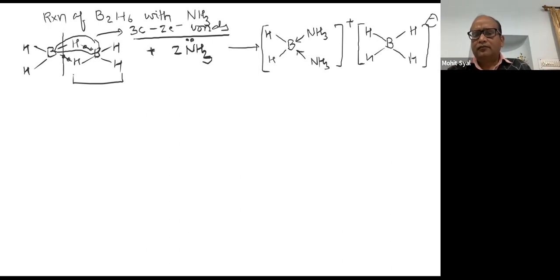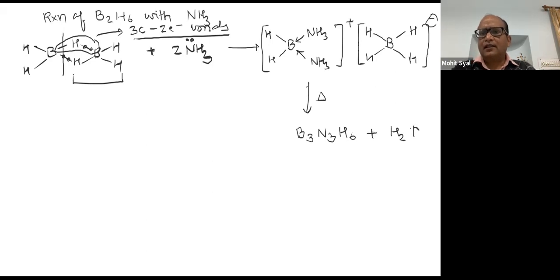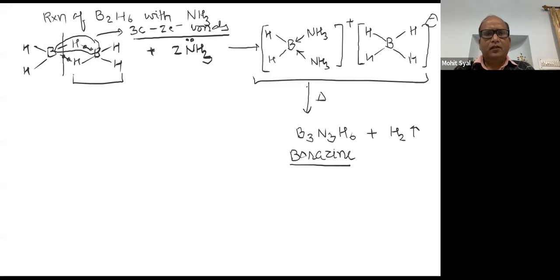Okay, right? So suppose we heat it, these two molecules join together and they form B3N3H6, and hydrogen gas will come out. This is known as borazine. Suppose you react with ammonia, they separate, two molecules break away from one another, and when you heat this whole thing, you get borazine.